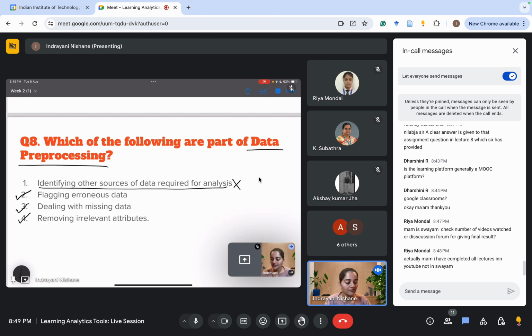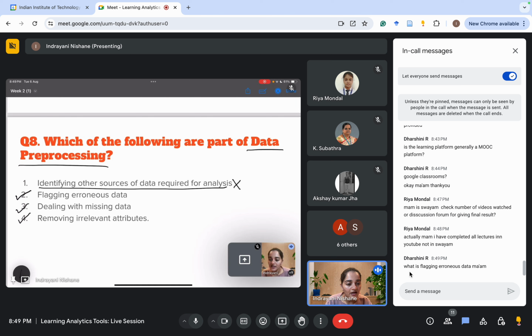And other statements like flagging erroneous data, dealing with missing data, and removing the irrelevant attribute, all this is part of data pre-processing.